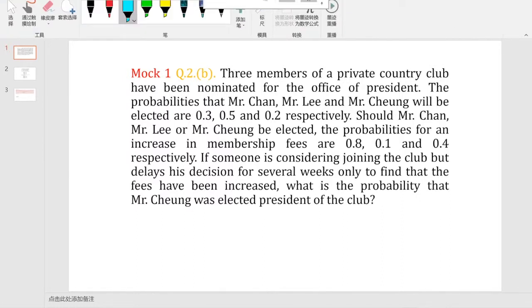Then let me highlight some key numbers. The probabilities for Mr. Chen, Mr. Li, and Mr. Chung to be elected as president are 0.3, 0.5, and 0.2. We also know that if Mr. Chen, Mr. Li, or Mr. Chung is elected, the probabilities for them to increase the membership fees are 0.8, 0.1, and 0.4.